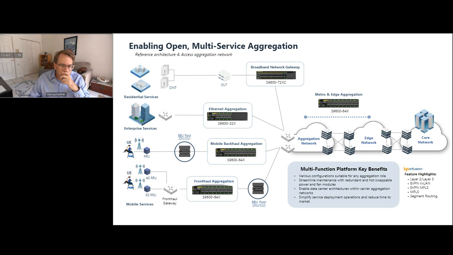We listed a couple of different models here, and in a nutshell, with the same merchant silicon Q2C, we can build different port densities that we can subdivide into 100 gig focus, 25 gig focus, or even 100 gig high-density focus by using dual Q2C.